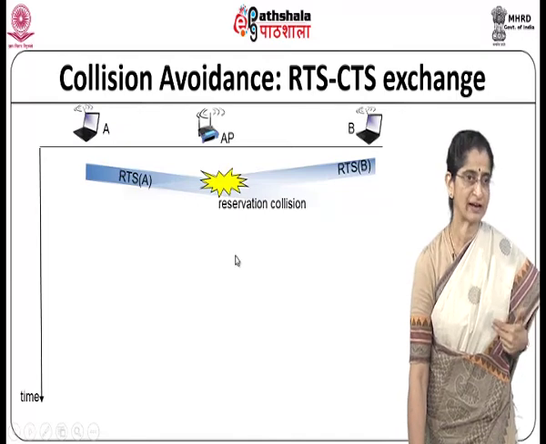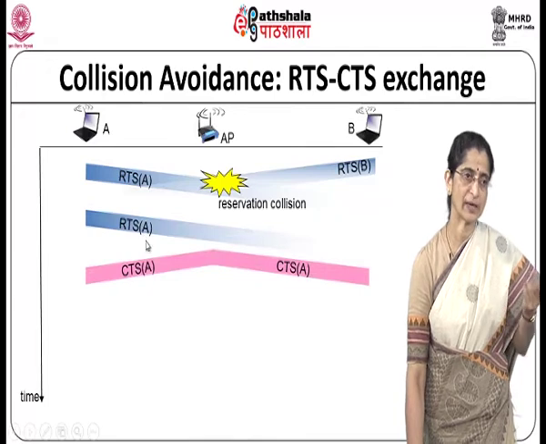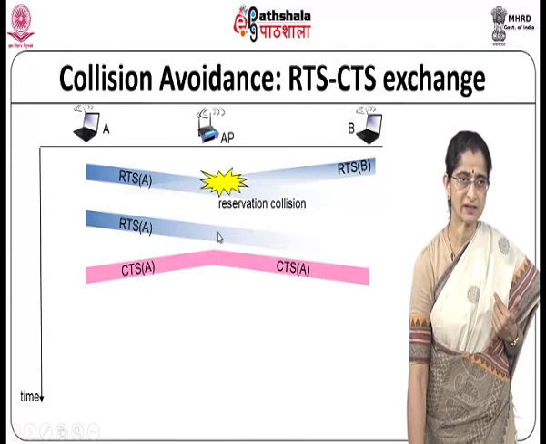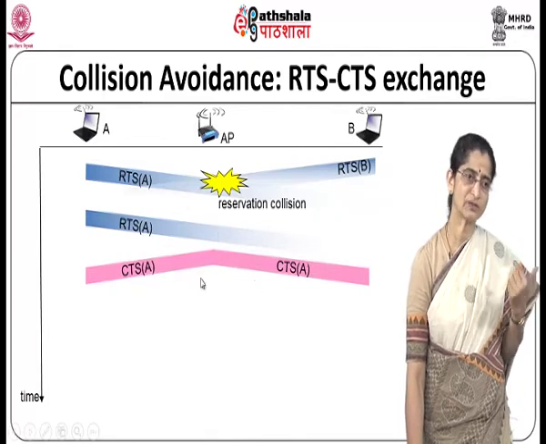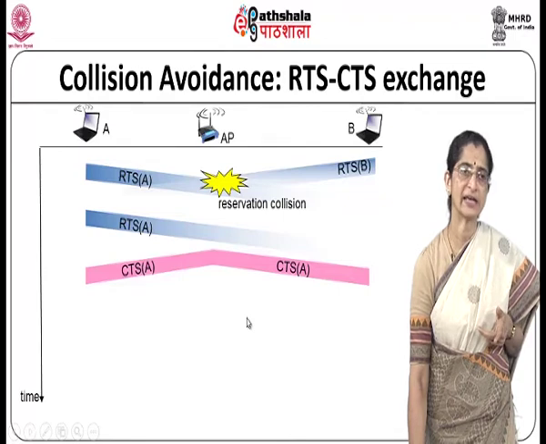Now what will happen? Both A and B won't receive their CTS. So they will wait for a random amount of time, and after a random amount of time one of them, let us say A, sends an RTS. Now when A sends an RTS, the access point will respond with the CTS. Now the access point's response will be heard by both A and B. So now B will refrain from transmission and A can start its transmission.